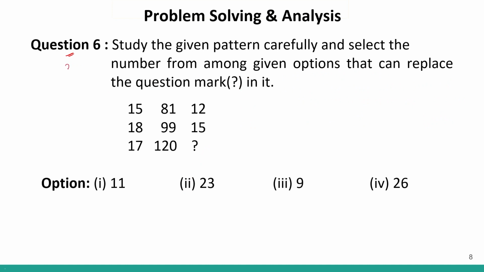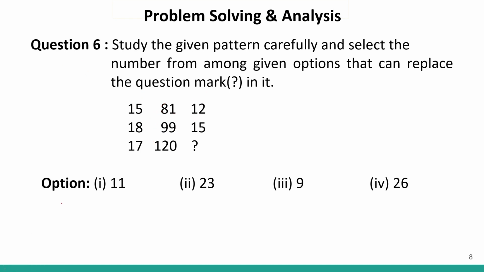Now, let us move on to the next question, which is question number 6. In question number 6, again, it is a logical grid of 3 into 3. Now, this time, the things are a little different. Over here, I can see that 81, 99 and 120 are significantly bigger than 15 and 12 and 18 and 15 and so on. So I am assuming that certain operations are being carried out on these numbers to obtain this number. This is what I am assuming.